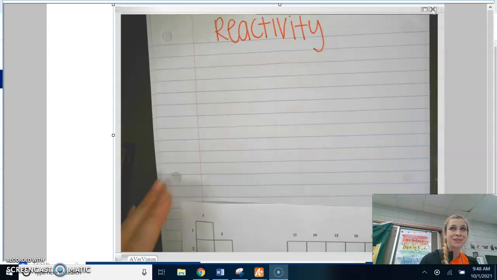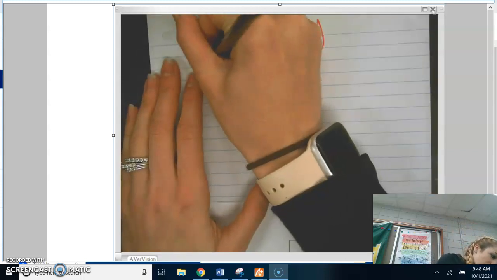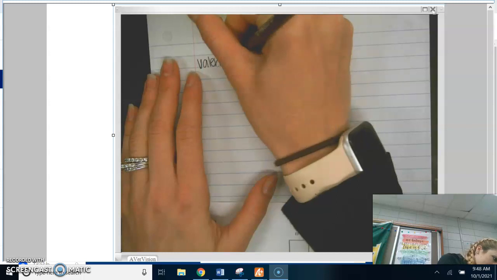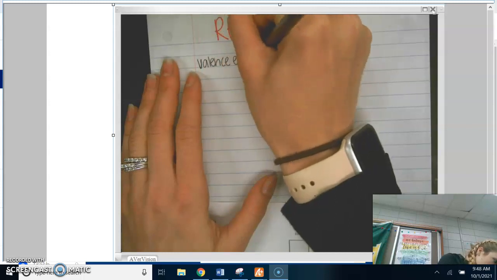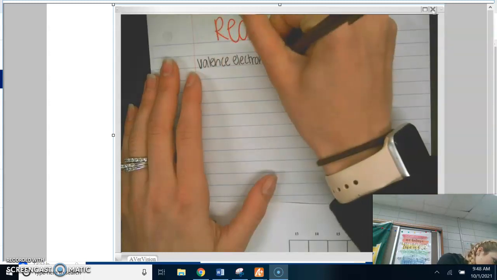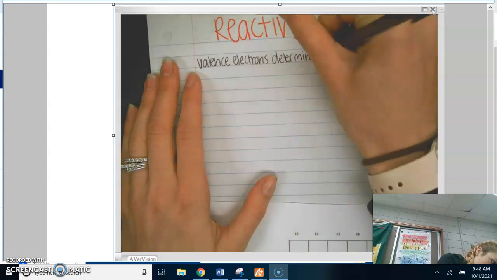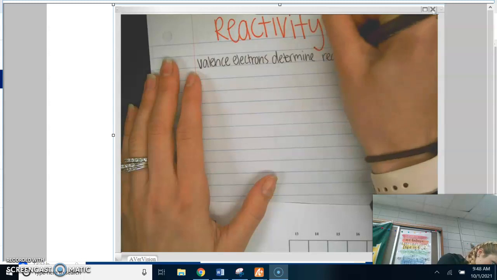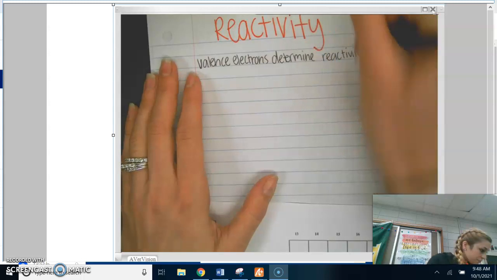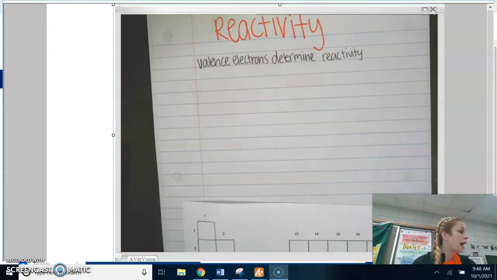Something that we've written in our notes before, but y'all didn't understand yet, is that valence electrons determine reactivity. So when we want to know how reactive an element is, we are looking at the valence electrons.